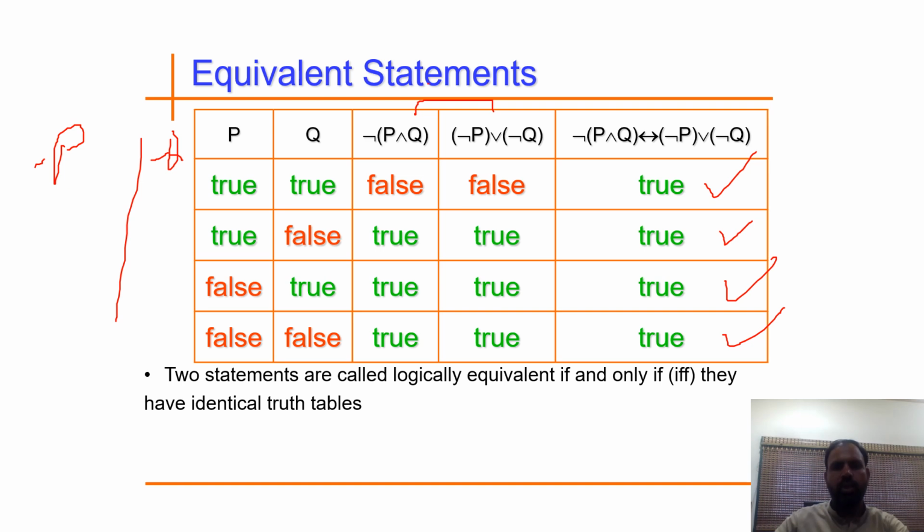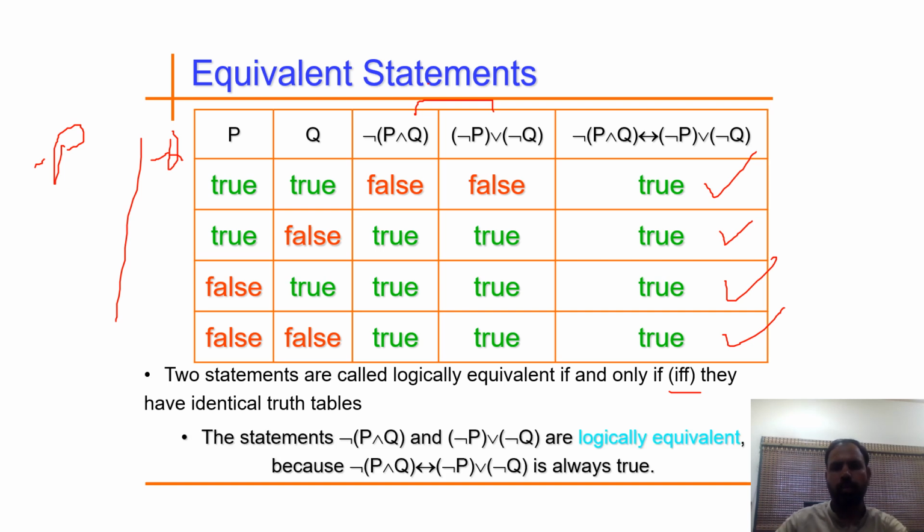Two statements are called logically equivalent if and only if, which can also be written as iff, they have identical truth tables. The statements negation of P and Q and negation P or negation Q are logically equivalent because the result is always true. This column contains all values true.